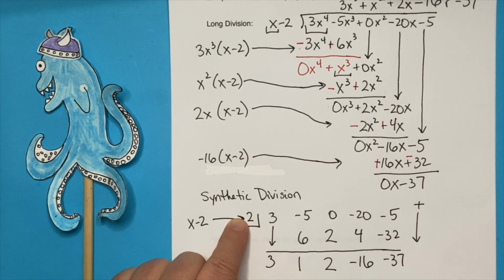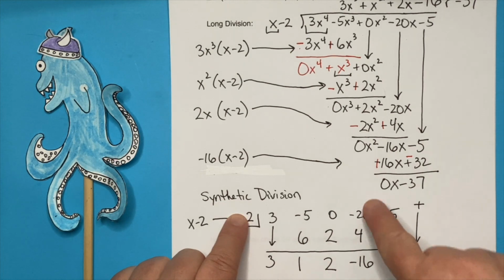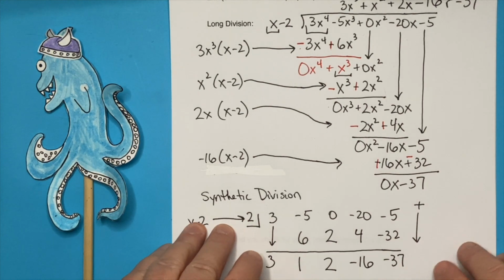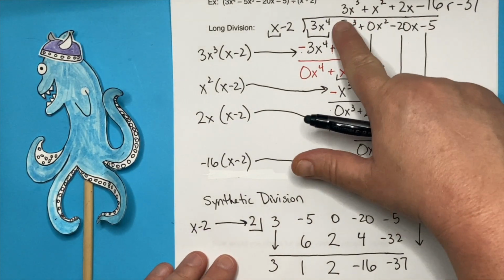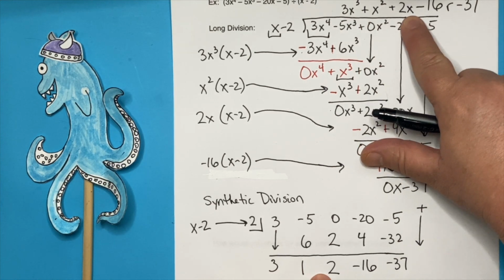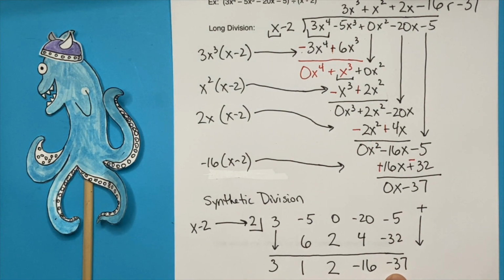So you got to kind of get into the groove. The 3 comes down. 3 times 2 is 6. Add down. 1 times 2 is 2. Add down. 2 times 2 is 4. Add down. -16 times 2 is -32. And add down. And then if you look here, and you look at all this mess, and then you look up 3x cubed plus 1x squared plus 2x minus 16, remainder 37. Same answer.